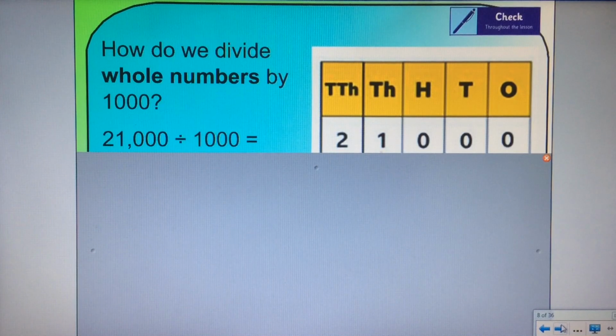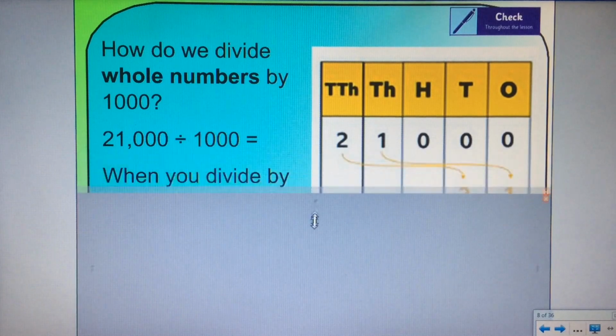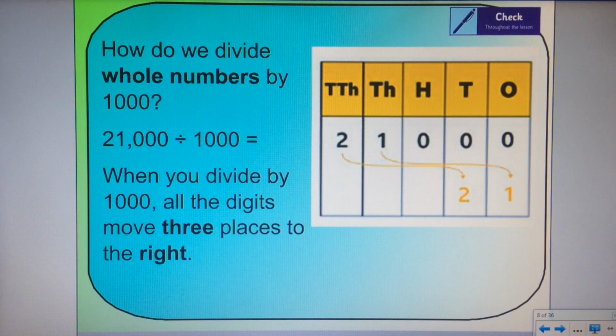Okay, so what do you think happens when we divide whole numbers by 1,000 then? Have a think about this question, 21,000 divided by 1,000. Okay, well done if you have spotted the pattern, and when we divide by 1,000, all of the digits move 3 places to the right. Okay, giving us here 21. Again, we don't need to show the zeros after the decimal point here because there is no value.